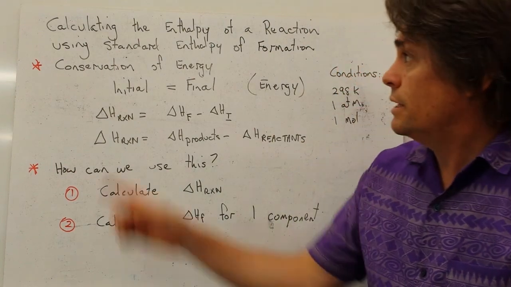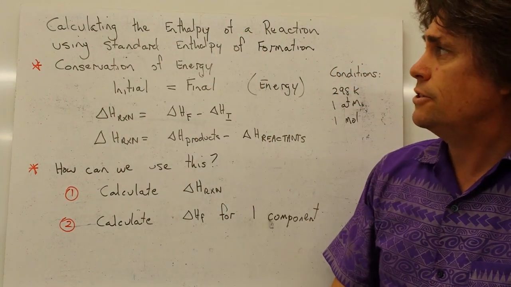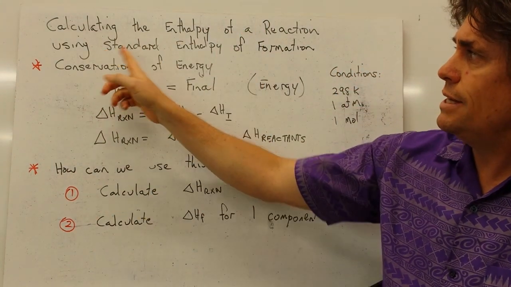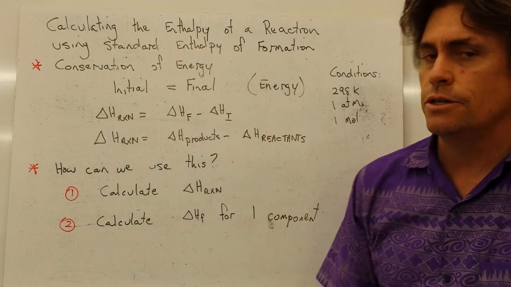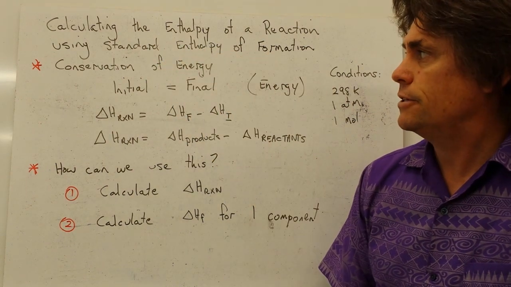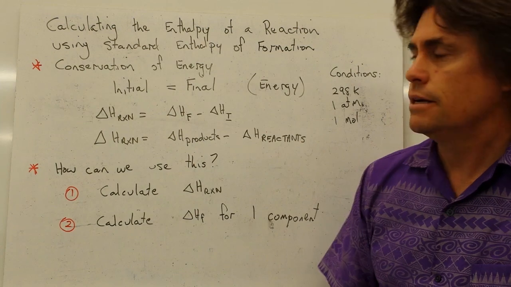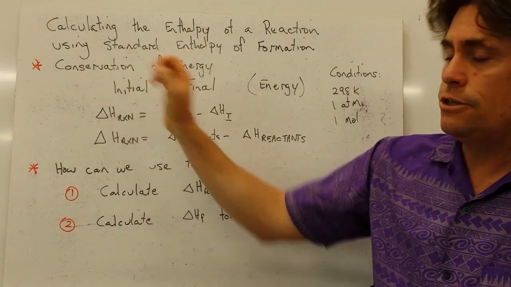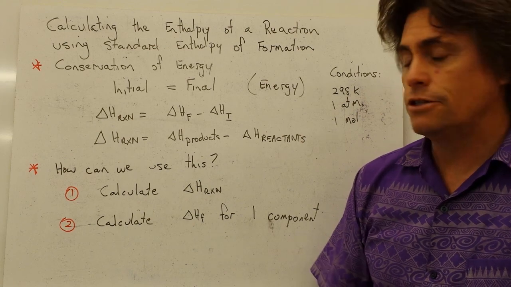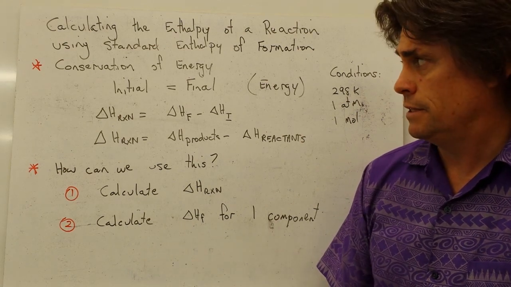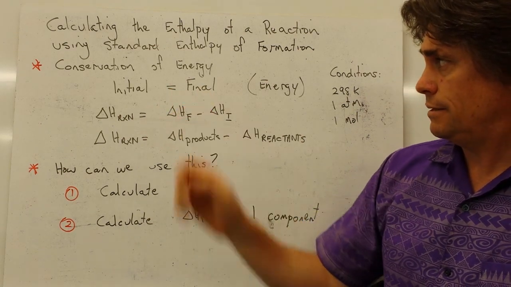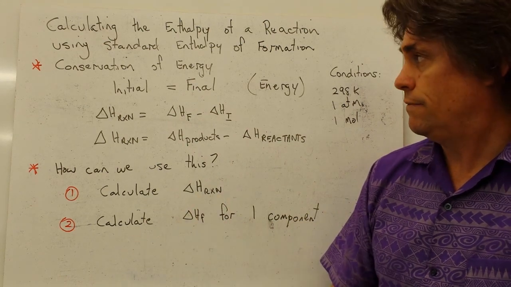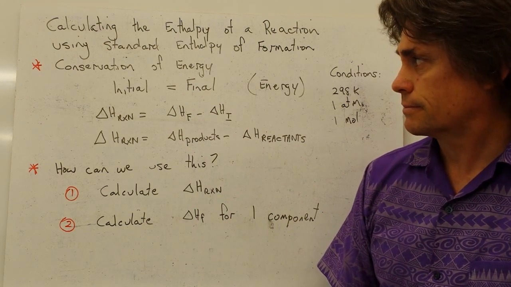Okay, let's have a look at calculating the enthalpy of a reaction using what we know as the standard enthalpy of formation for the components of that reaction. Now to do that, we need to bear in mind conservation of energy. So at the initial part of our reaction, the total energy or total heat for the system should always equal the total heat for the products.